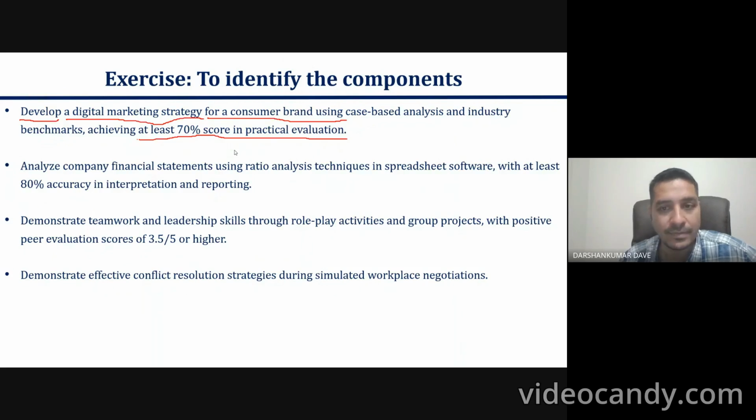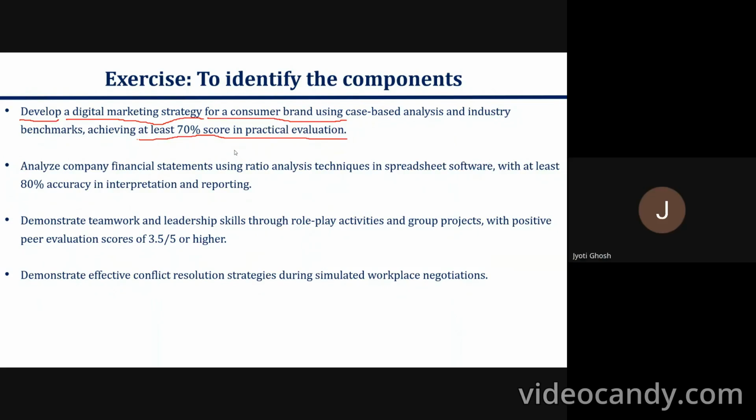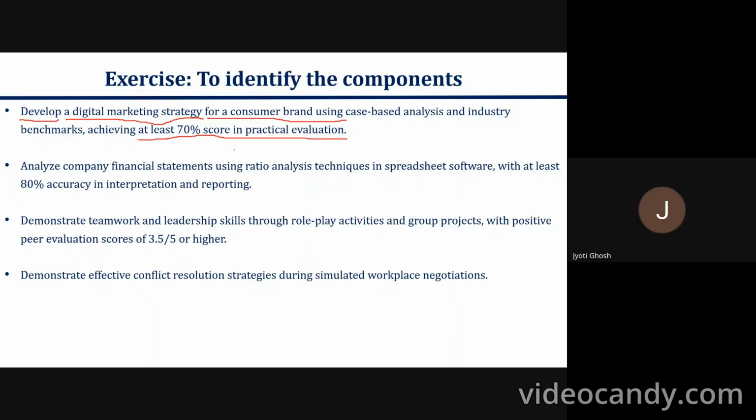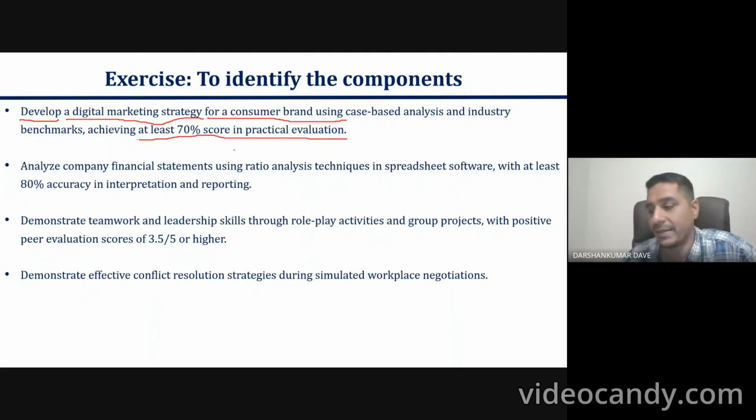May I attempt, sir? Yes, sir, please. As ma'am said, the verb is develop. The subject is digital marketing strategy. The context is case-based analysis and industry benchmark. Correct. And the criteria or standard for success is at least 70% score. Perfect. Anyone else who does not agree with this?